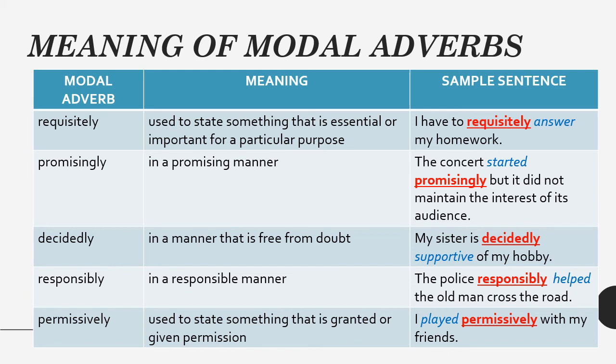Last, we have permissively, meaning used to state something that is granted or given permission. Example: I played permissively with my friends. So permissively here again points to our verb played, which is before it. Okay? So please do take note of the examples given for modal adverbs because you will use them later in your activities.